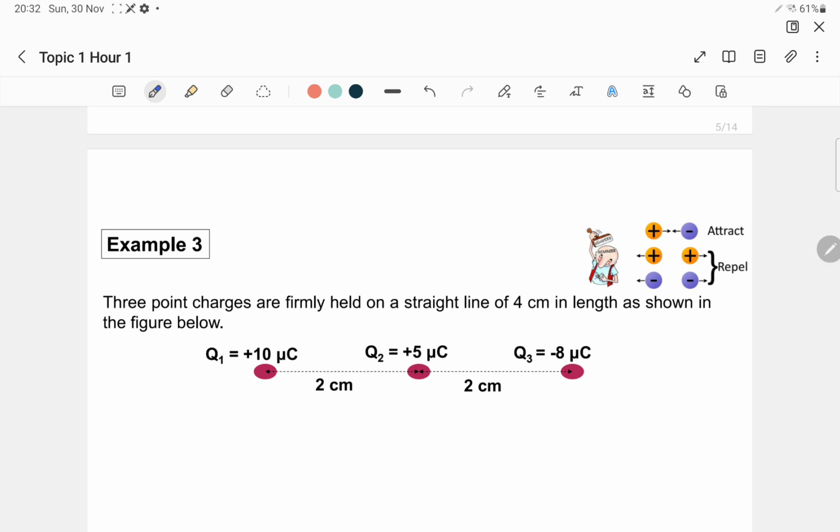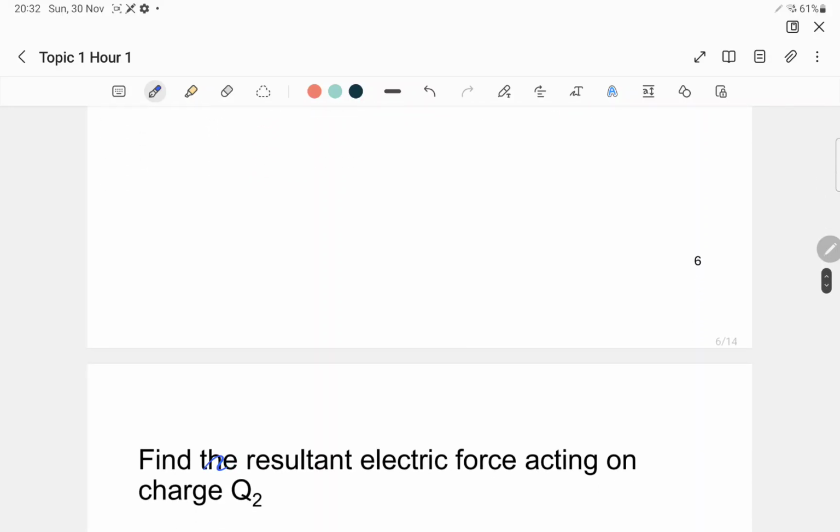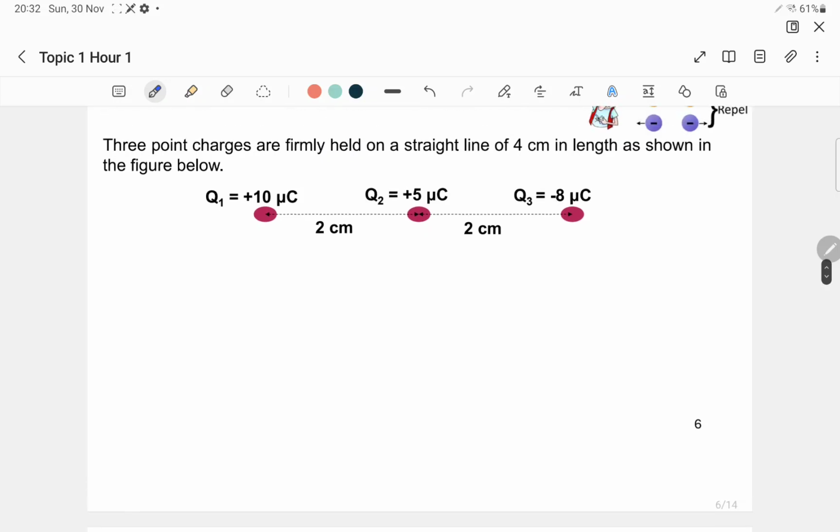Here we have 3 point charges on a straight line. The question asks us to find the resultant force acting on charge Q2. So this is Q2, right? For Q2 there will be two forces, one by Q1 and then one by Q3.